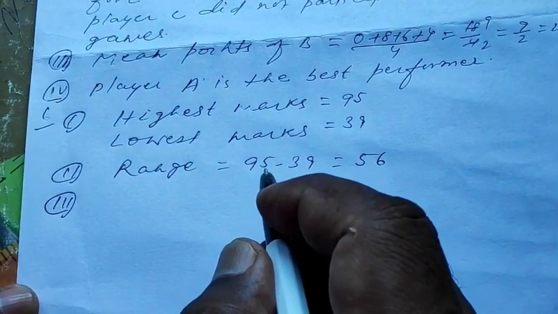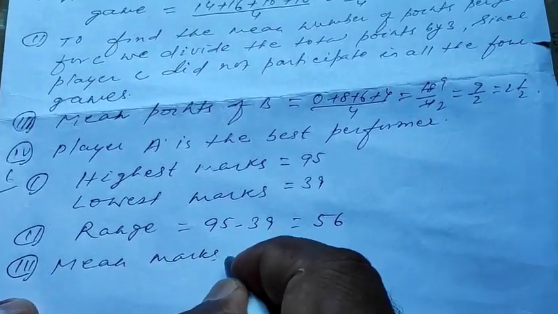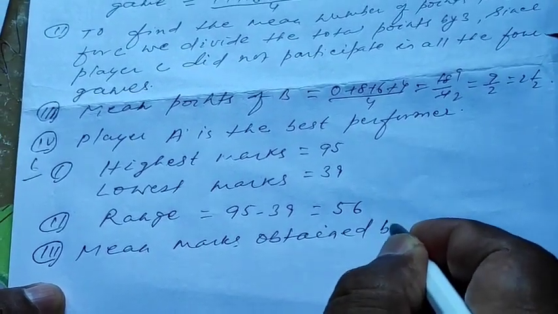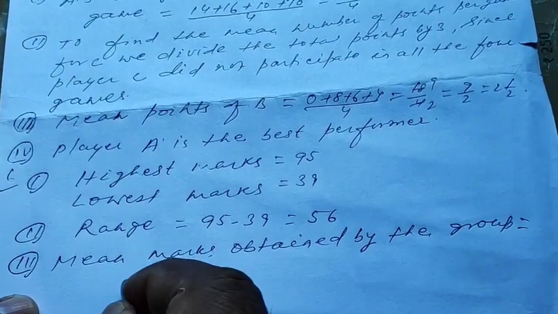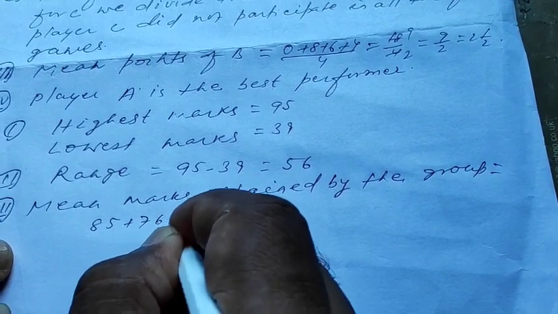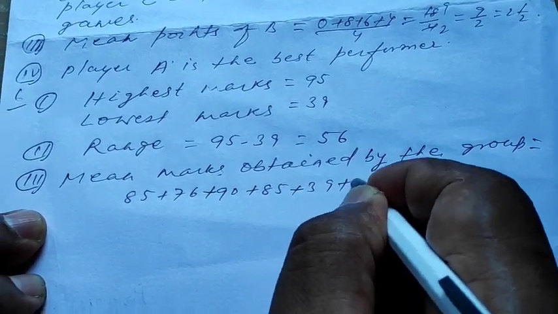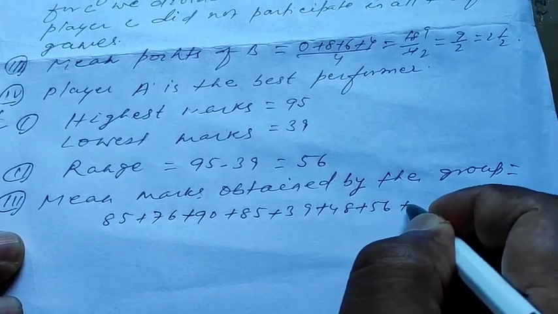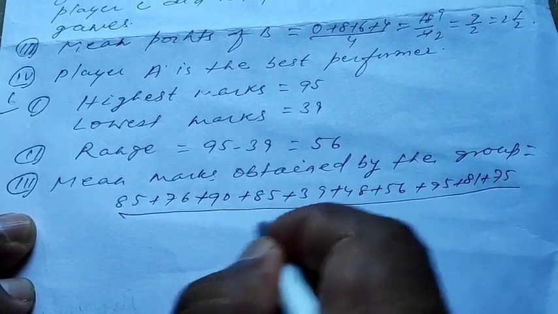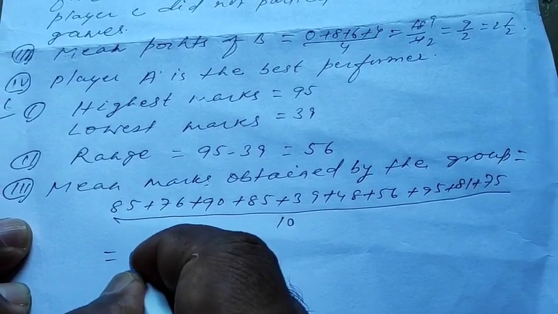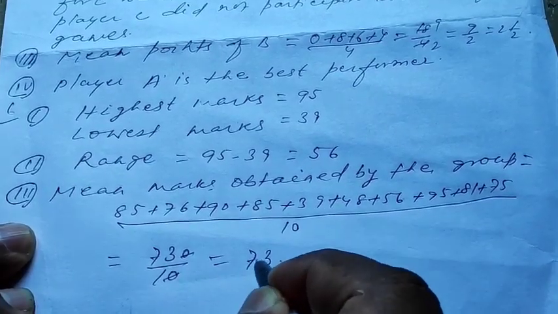Now in question number 3, mean marks obtained by the group. Therefore mean marks obtained by the group is equal to 85 plus 76 plus 90 plus 85 plus 39 plus 48 plus 56 plus 95 plus 81 plus 75 by 10, and this is equal to 730 by 10. 0 0 cancel, and this is the answer. 73 is the answer.